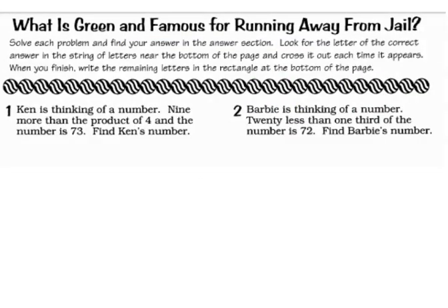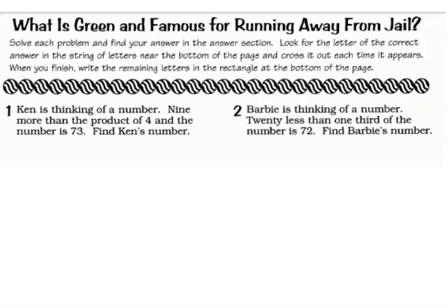On the back, what is green and famous for running away from jail? Well, that's lovely. We are going to be solving these word problems. So first we have to make a word problem, and then we will solve them and then finish this riddle. Ken is thinking of a number. So number 1, 9 more than the product of 4 and the number is 73.